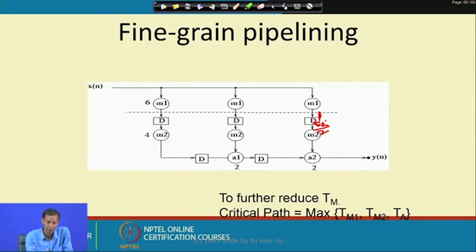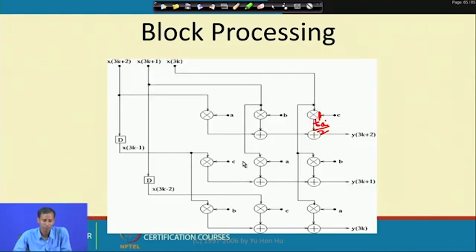But the problem is that I am putting 3 extra registers. At what cost am I getting this? I am putting 3 extra registers. Along with that, the latency is increased. Initially the latency was 2, now I have added one extra latency to the circuit if I use this fine grain pipelining. So, these are the basic ideas and the basic principles of pipelining and parallel processing.